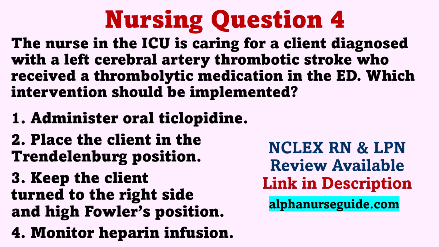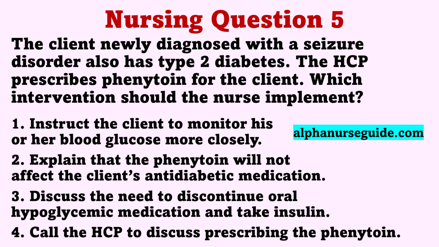The client newly diagnosed with a seizure disorder also has type 2 diabetes. The HCP prescribes phenytoin for the client. Which intervention should the nurse implement? 1. Instruct the client to monitor his or her blood glucose more closely. 2. Explain that the phenytoin will not affect the client's anti-diabetic medication. 3. Discuss the need to discontinue oral hypoglycemic medication and take insulin. 4. Call the HCP to discuss prescribing the phenytoin.